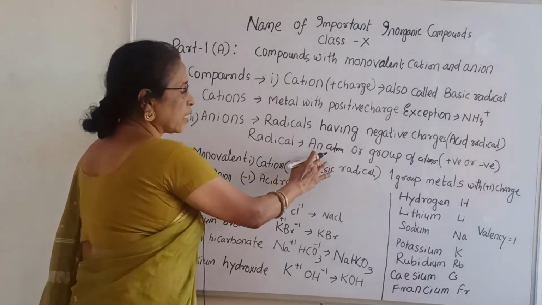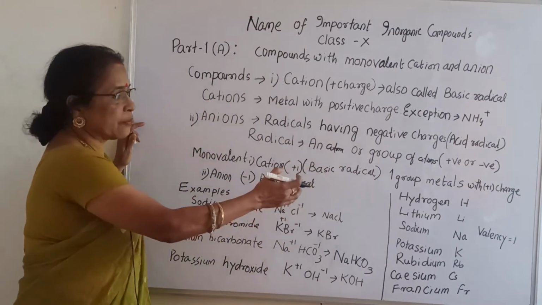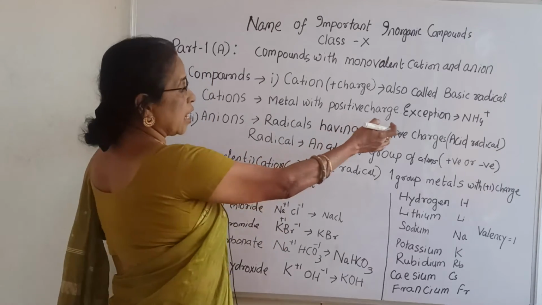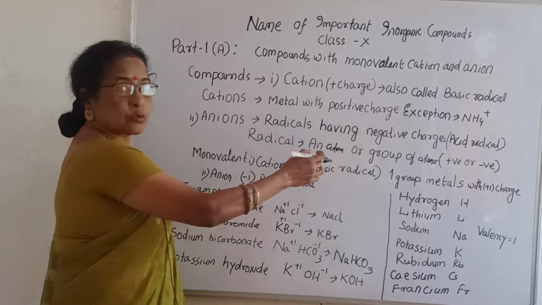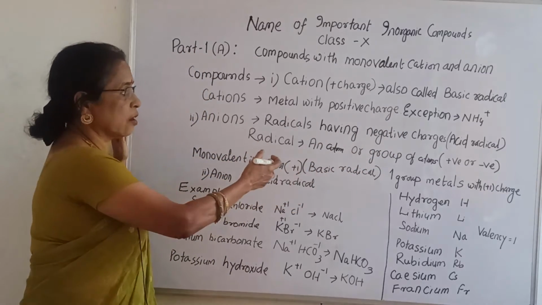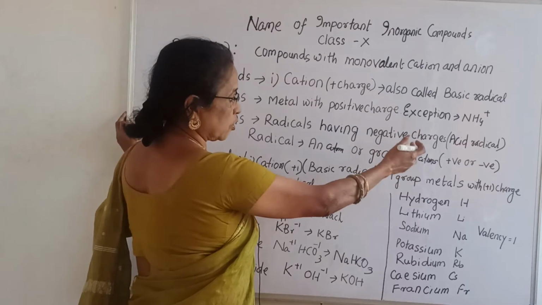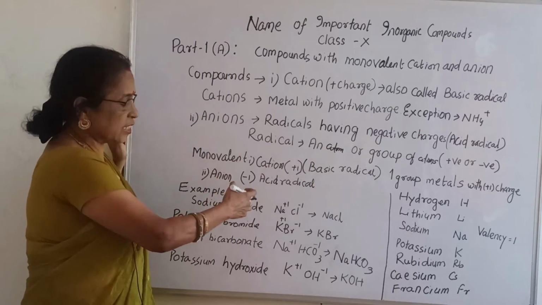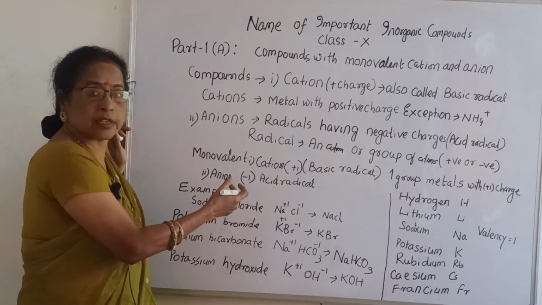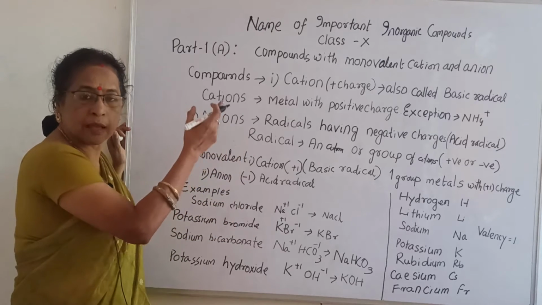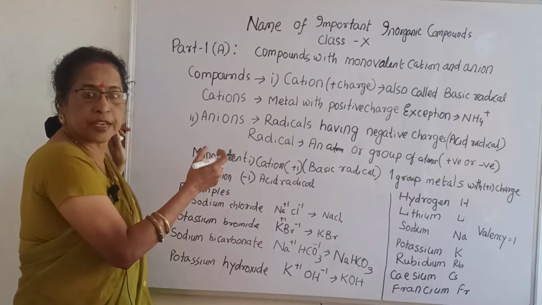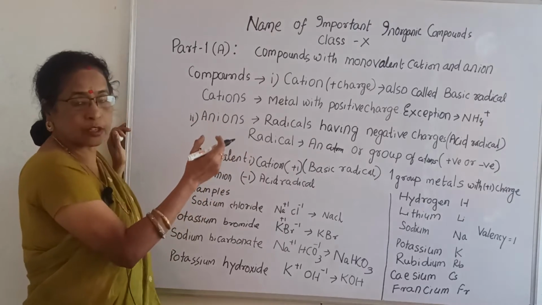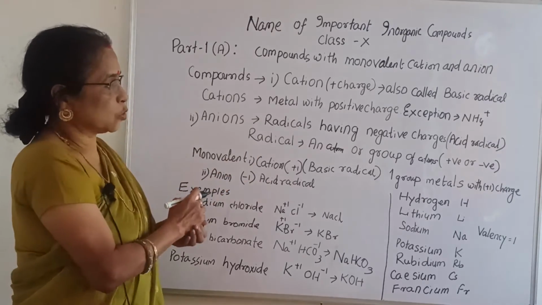Radical means an atom or group of atoms having charge, just like see ammonium NH4+1. Here also it is a radical and it is positive charge, and it is a group of atoms. Similarly, in acid radical also you can find just like Cl-, an atom having charge minus 1. If you say CO3-2 carbonate, that is also a group of atoms having charge, that means minus 2.